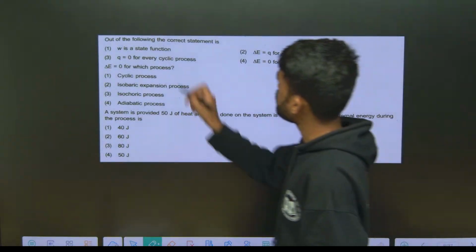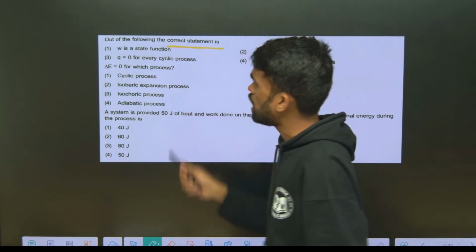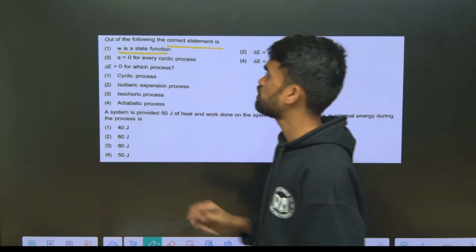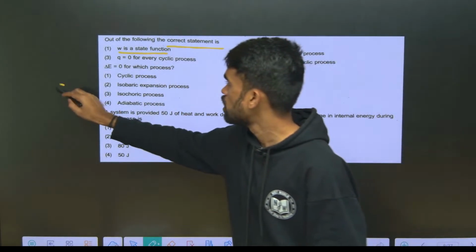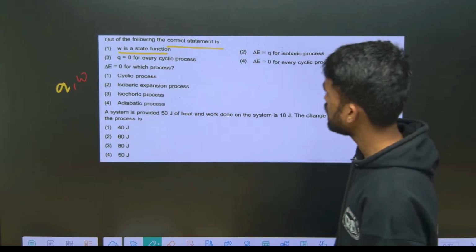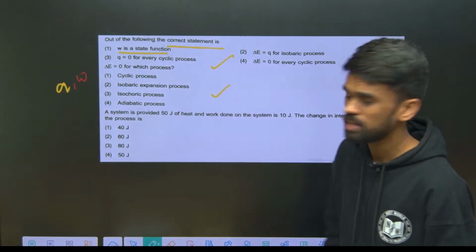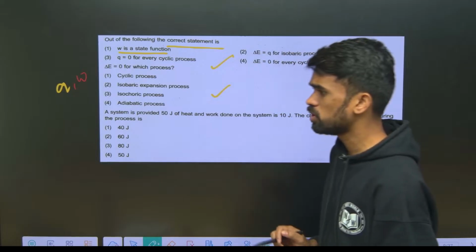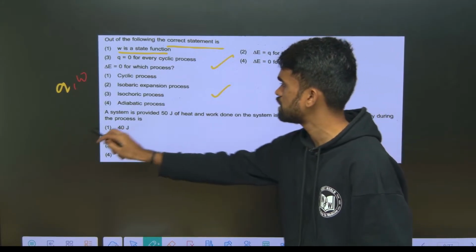Okay, so out of the following statements, you need to answer which are state functions and which are path functions. So is W a state function? No, just now I told you Q and W are path functions. We discussed these two questions already on the previous page. Now here we have one more question. Can you try this question? I want an answer for this particular question.